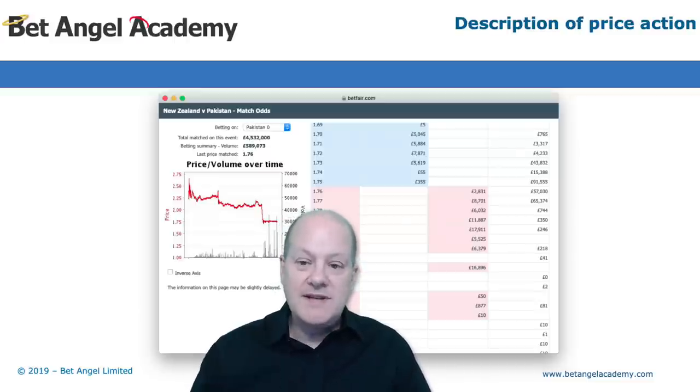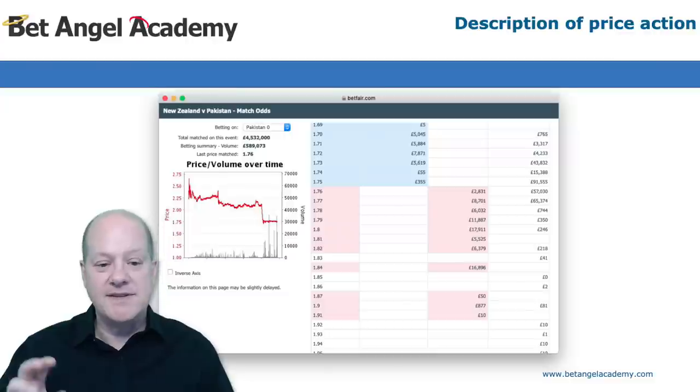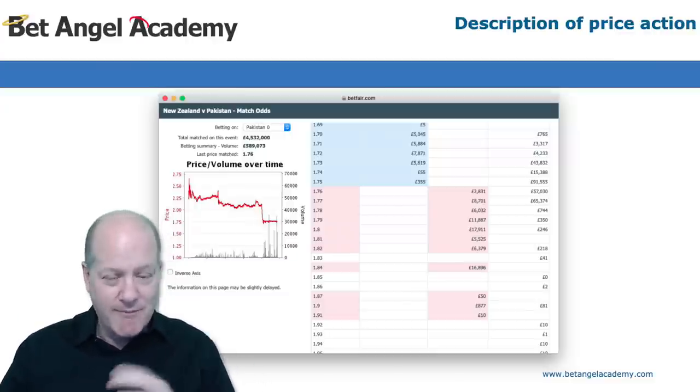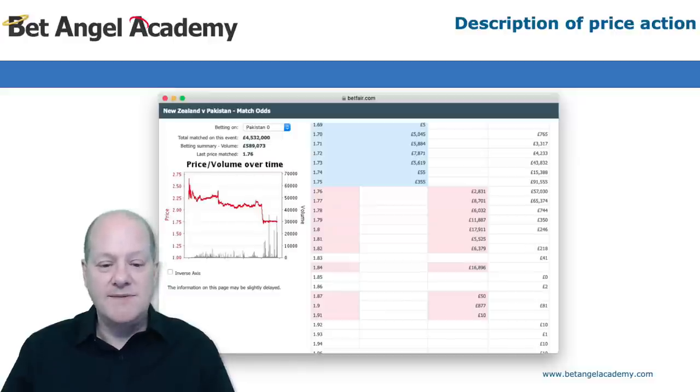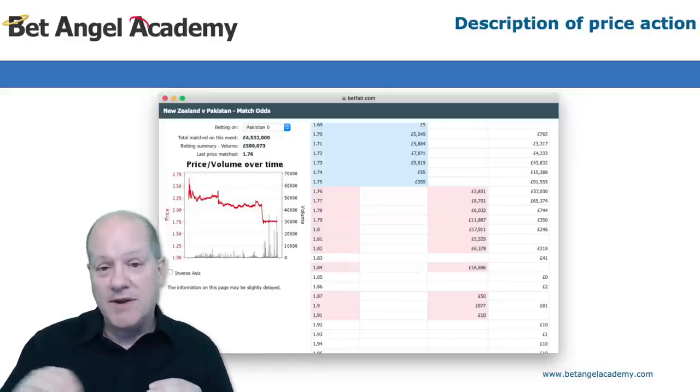So if we examine this a bit further, I'm going to describe a match as it unfolded so that you can understand exactly what we're talking about here. If we look at New Zealand v Pakistan, which was, I think, yesterday, I've been capturing graphs, data, all manner of things on all of these markets.